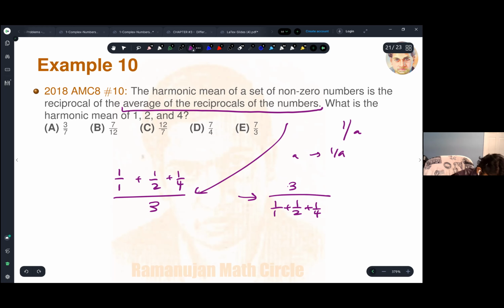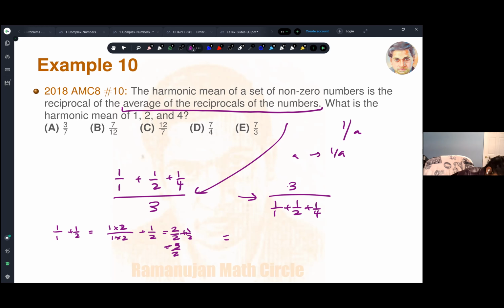So they're asking for that. And what you do is you add the fractions. So how do you do the fraction adding? Well, 1 over 1 plus 1 over 2. So you do a common denominator. So 1 times 2 over 2 plus 1 over 2, which is equal to 2 over 2 plus 1 over 2, which is 3 over 2.